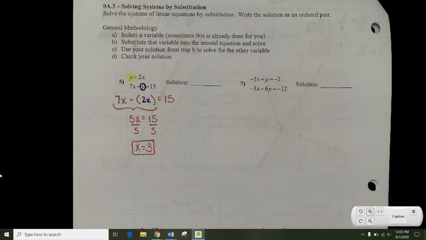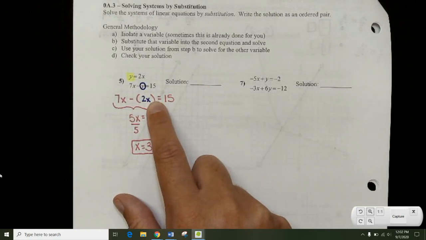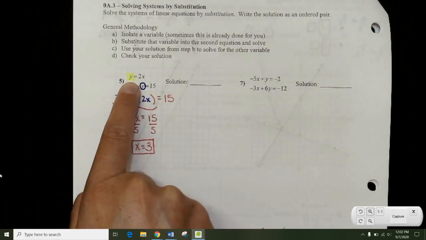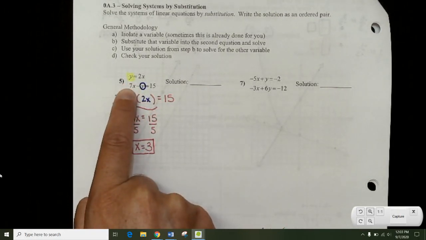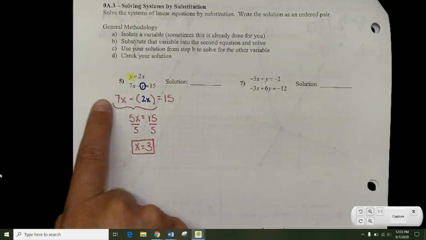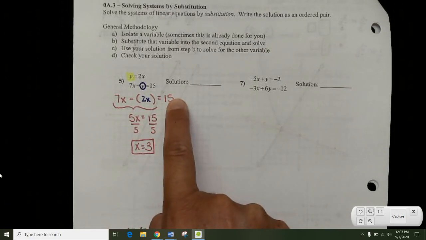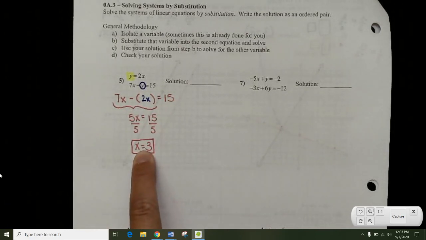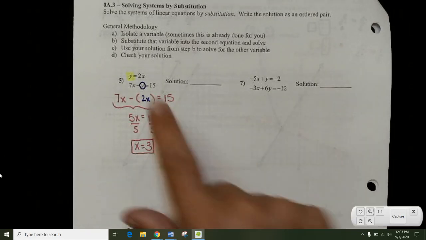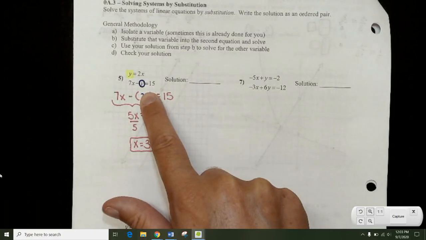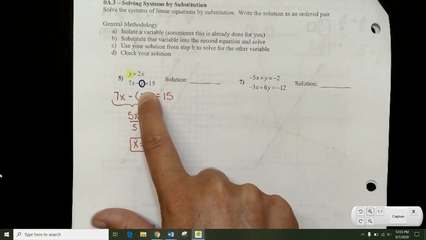Now, in the first steps, I had to be very careful and make sure that I took one equation and subbed it into the other equation. This used both the top equation and the bottom equation. I got one answer. Now from here, I take that one answer and I plug it into one of the two equations. I like to just see which one makes more sense to me. In my personal opinion, y equals 2x is a lot simpler to look at than 7x minus y equals 15.